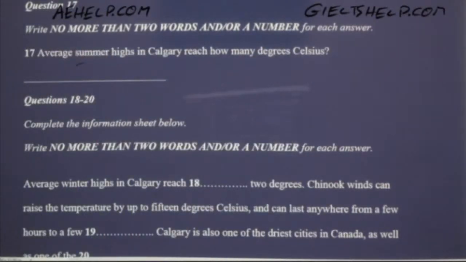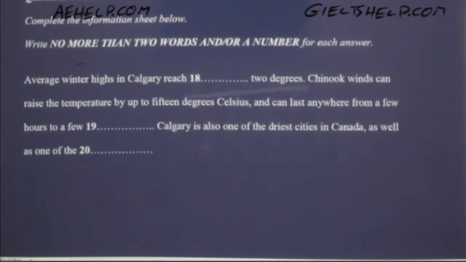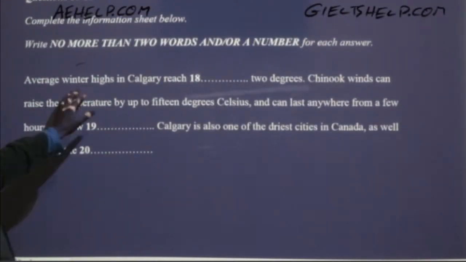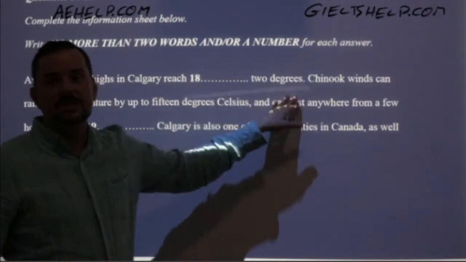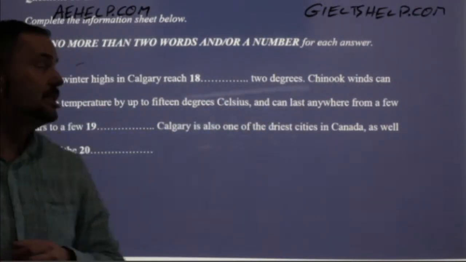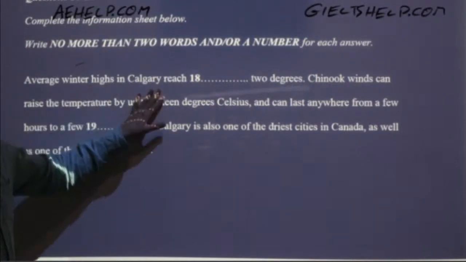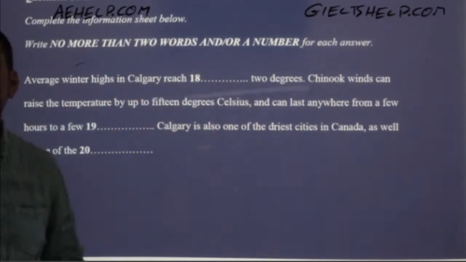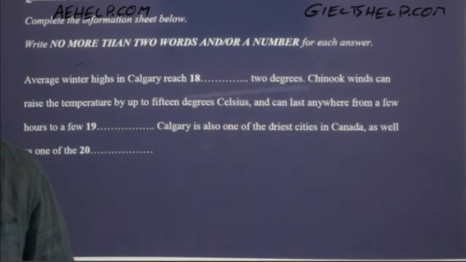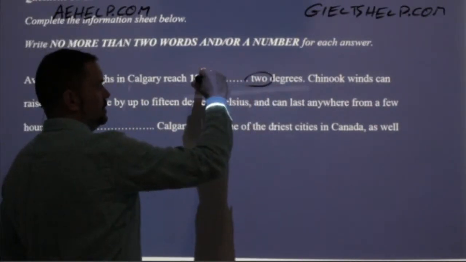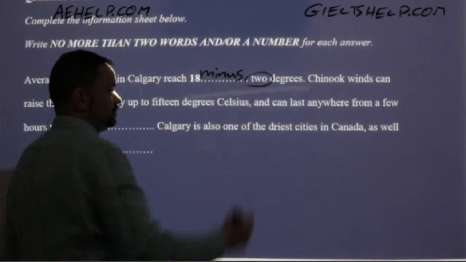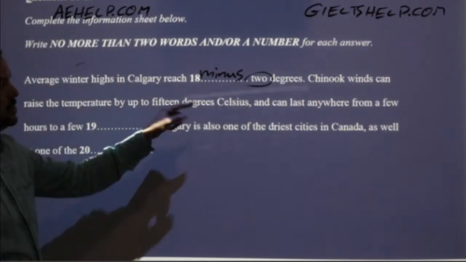All right, so here we go. Now the last little part, we had to fill in these spaces. So average winter highs in Calgary reach something 2 degrees. What's the missing word? This is in winter. So the previous one was summer. Yeah, all you need is minus because you have the word 2, so please don't write 2, just write minus. Okay, write the word minus 2 degrees.